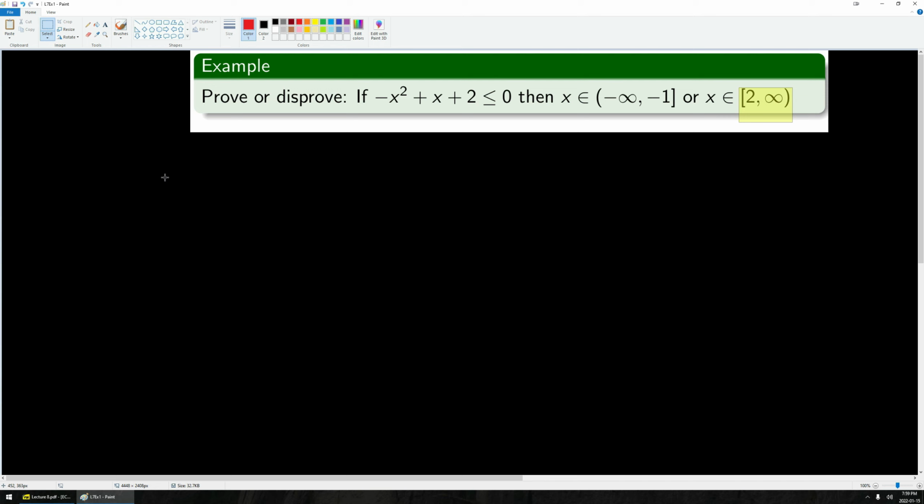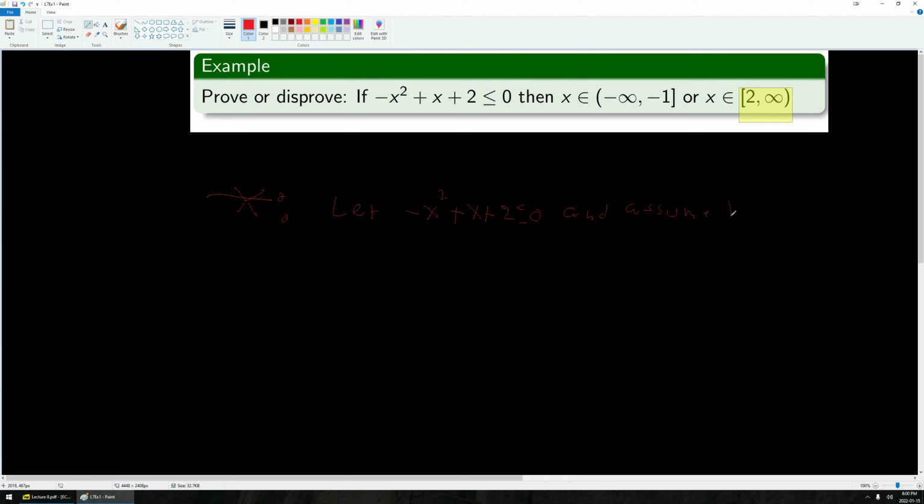This is a symbol for contradiction, so I'm just going to use it instead of writing out contradiction. So in the case of contradiction, what would I need to do? I would first need to assume that this is true. So I'd have to say, let this thing be true. And then I would assume for the sake of contradiction that the other bit is not true.